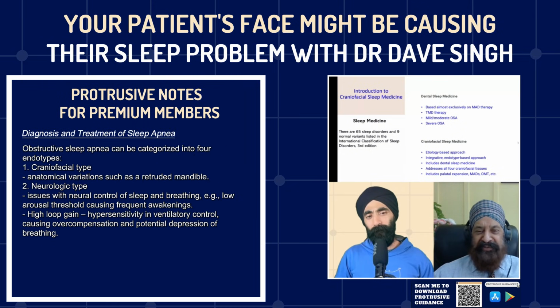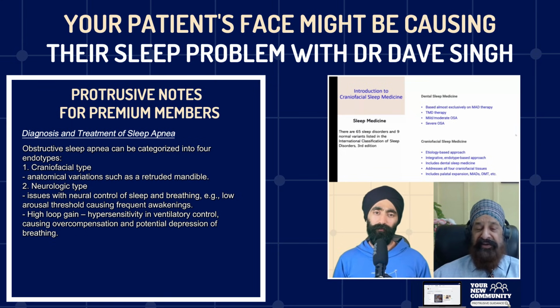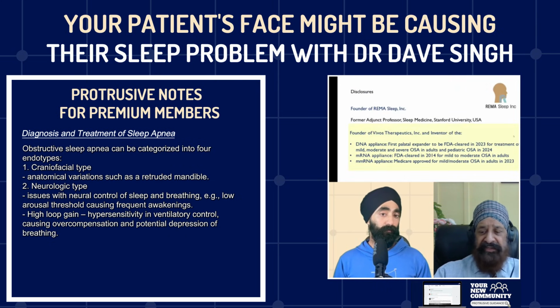Yes. So if you think about it, the diagnosis is obstructive sleep apnea. But behind that, there are at least 4 different endotypes. The classical one is the craniofacial one. For example, you said that the mandible is retruded. There's an obvious anatomical variation there. So number 1 is a craniofacial type. Number 2 is that it may be neurologic. So the reason why this person has sleep apnea is because there's some kind of issue with the neurology.